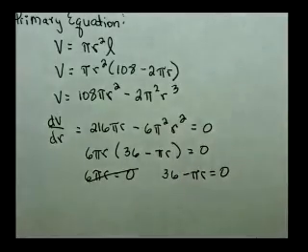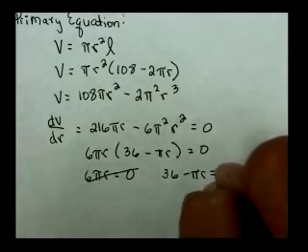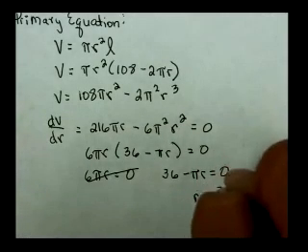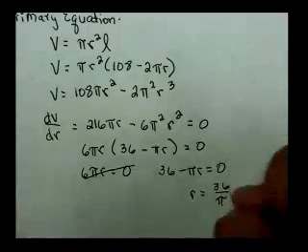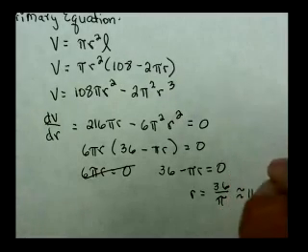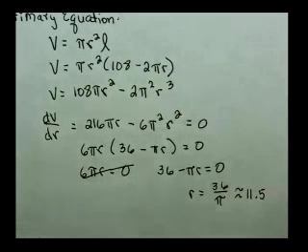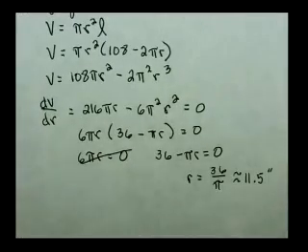Set the other factor equal to 0, and you would get r equals 36 over pi. That's the exact answer. It's about 11.5-ish. And the units we're given here are inches. So that radius is about 11.5 inches.